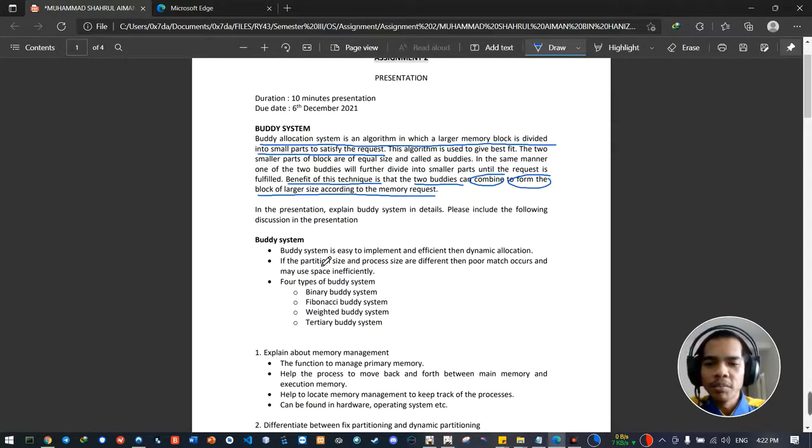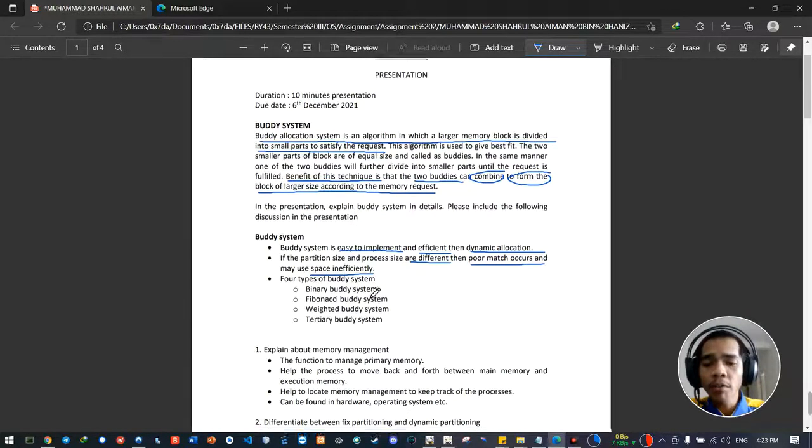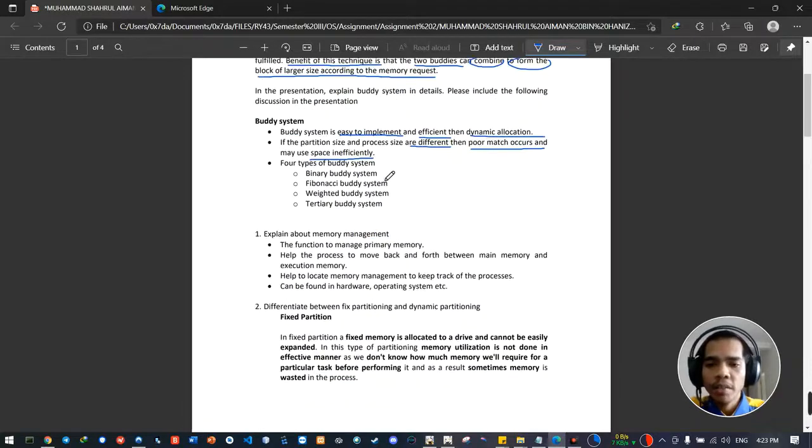Why use buddy system? Buddy system is easy to implement and more efficient than dynamic allocation. If the partition size and process size are different, then a poor match occurs and may use space inefficiently, and it will become wasted. There are 4 types of buddy system: binary buddy system, Fibonacci buddy system, weighted buddy system, and tertiary buddy system.